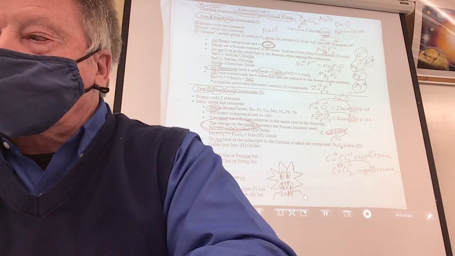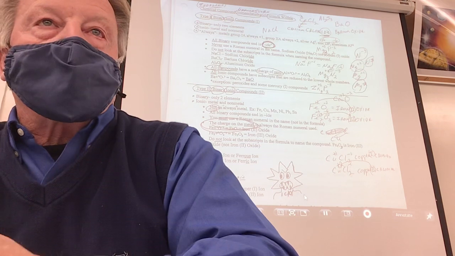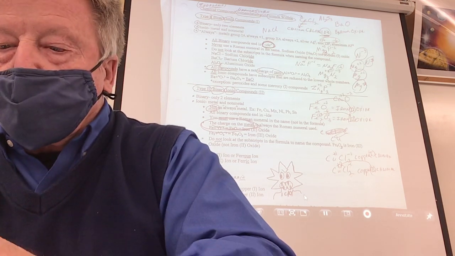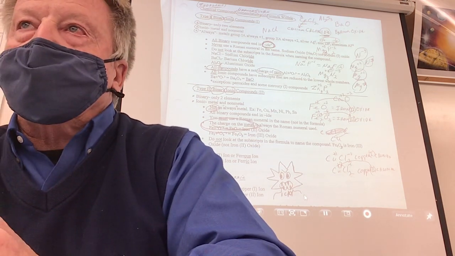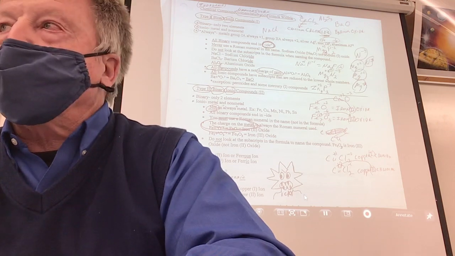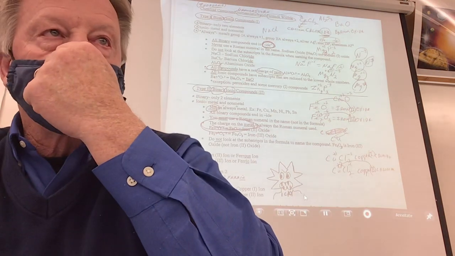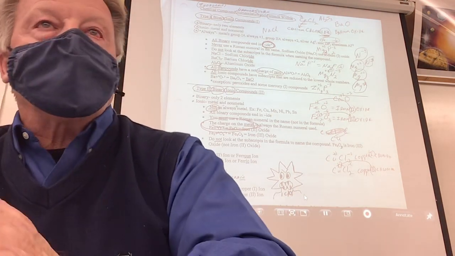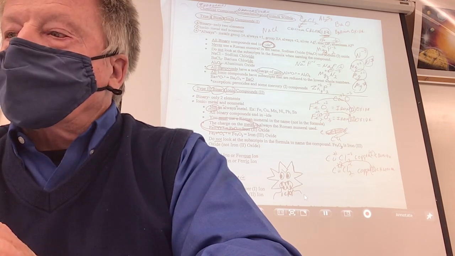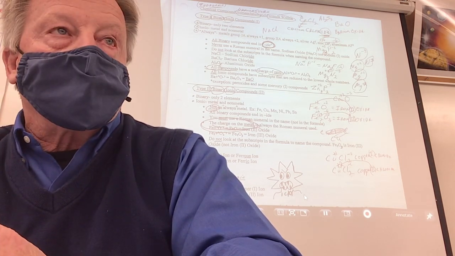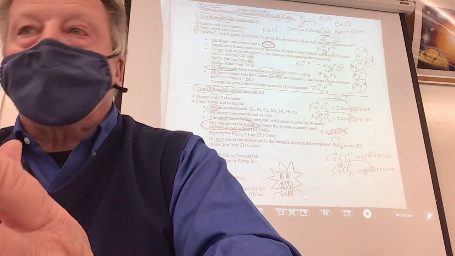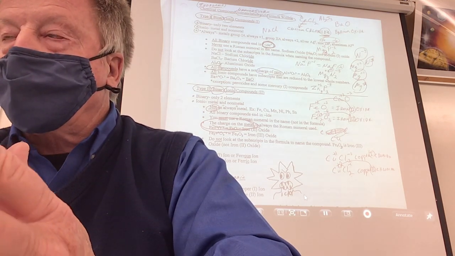Now let's take a look at type 2. Who wants to help me out? Tell me what's different about type 2 compared to type 1. Yes? Not an always metal. All right, and that's really the only difference, isn't it? So it's still binary, and it's still a metal and a non-metal. It's ionic, and it just doesn't have an always metal.